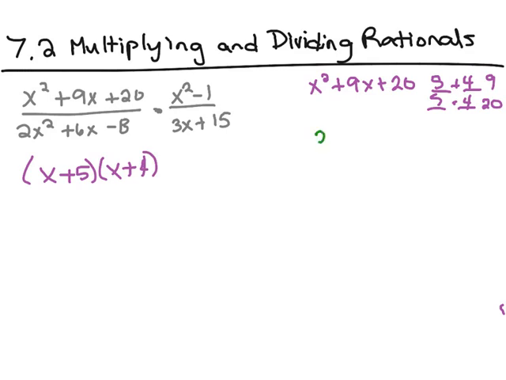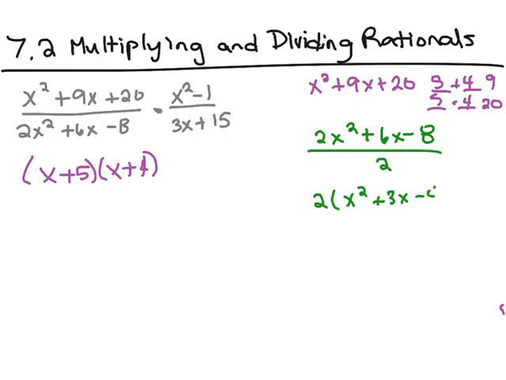On the bottom, we have 2x squared plus 6x minus 8. Take out a common factor first. So we have 2(x squared plus 3x minus 4). We need two terms that add up to 3 and multiply to get -4. These numbers are 4 and -1. So we have (2)(x plus 4)(x minus 1). So that's on our bottom.